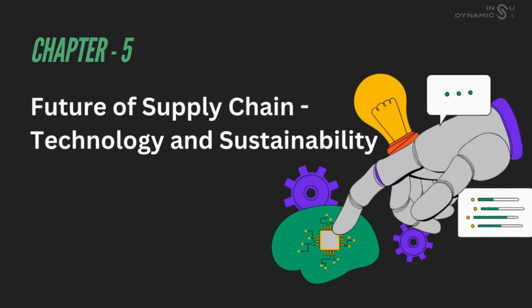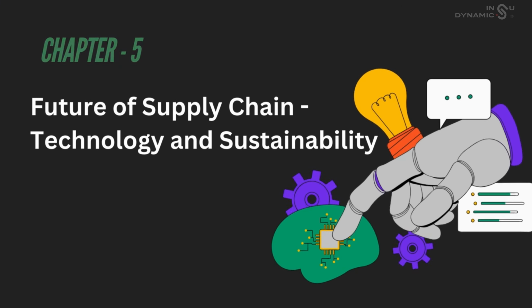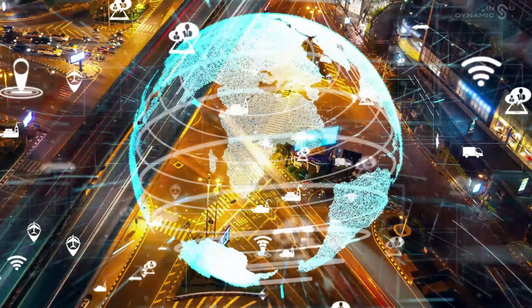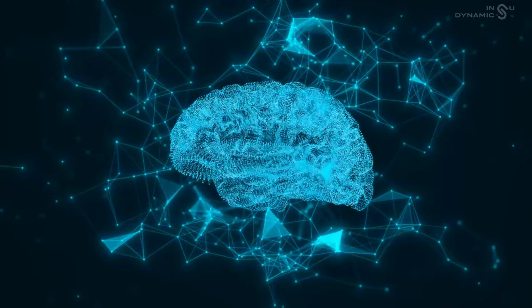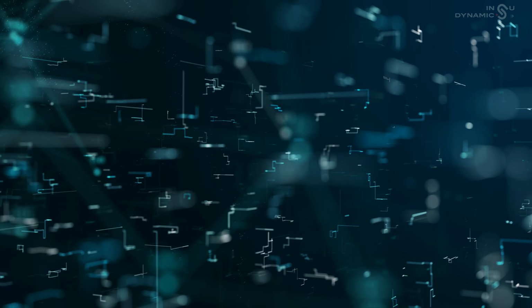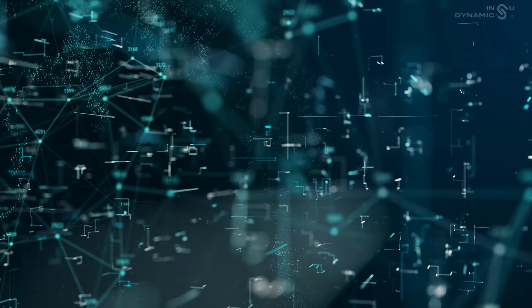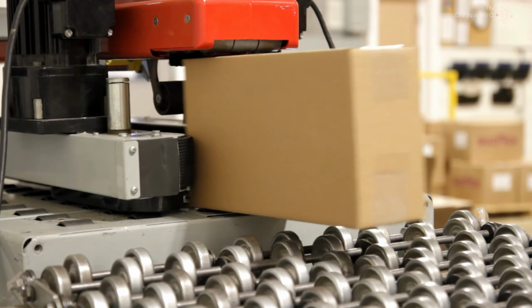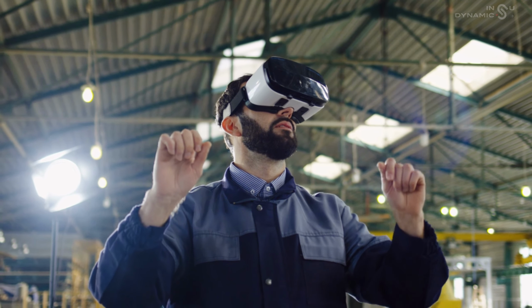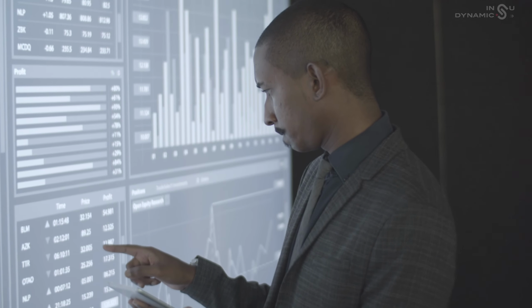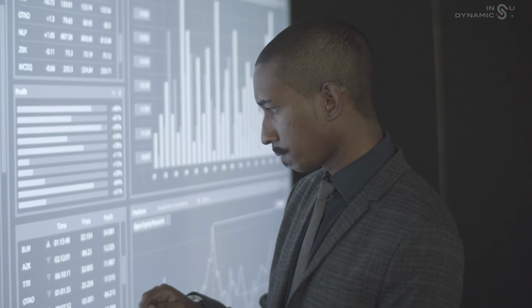Chapter 5. Future of Supply Chain. Supply chains are evolving like never before. With advanced technologies like AI, robotics, and data analytics, companies can now forecast demand with incredible accuracy, adjust inventory levels in real time, and even automate complex warehouse operations. These tools enable faster, smarter decision-making, minimizing delays and improving service for customers.